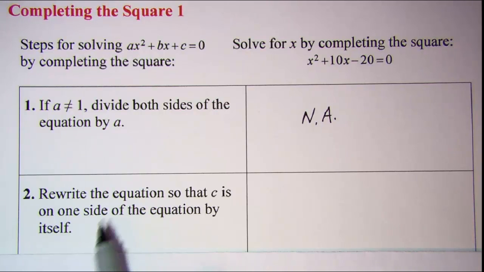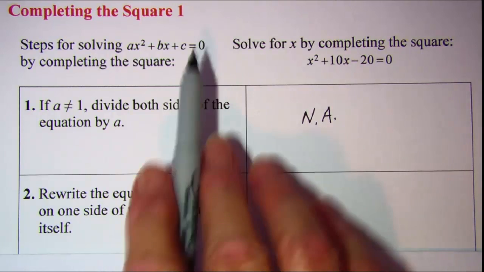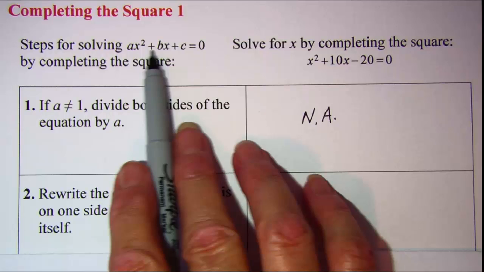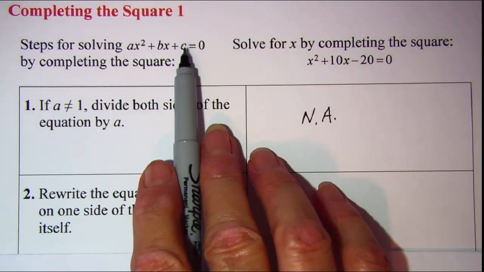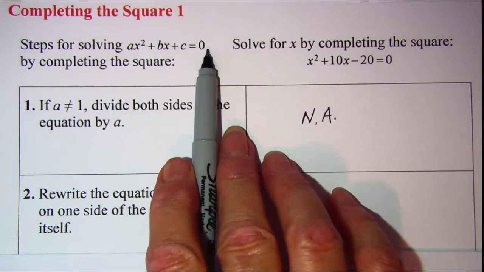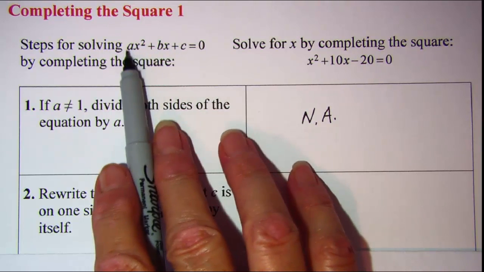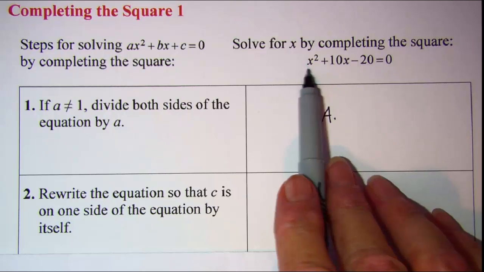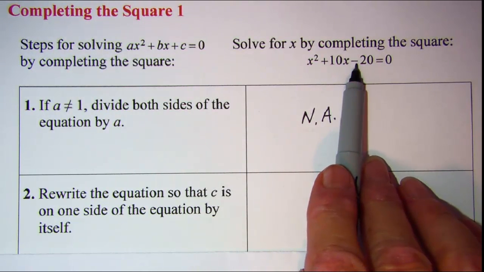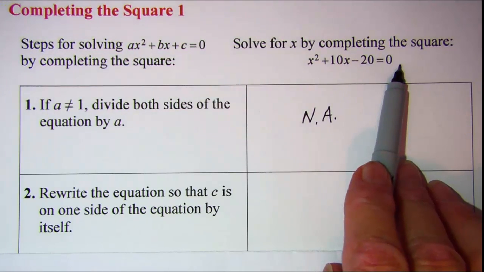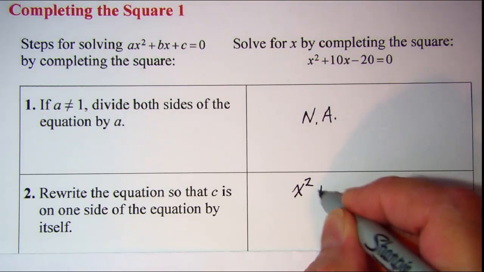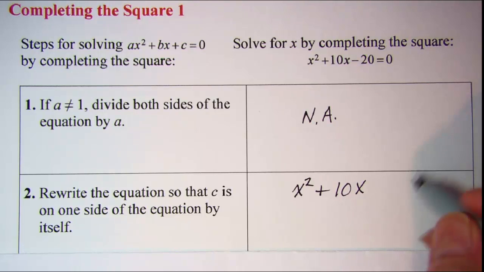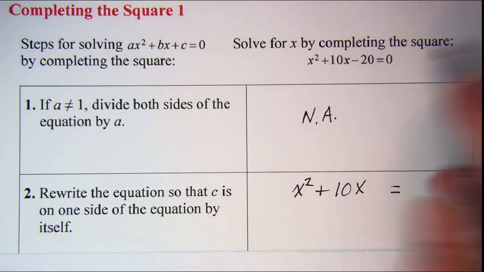Step 2 is to rewrite the equation so that c is on one side of the equation by itself. So you'll notice here from our quadratic equation in terms of a, b, and c, c is the constant. So we need to move that c to the right of the equation by itself and leave the x terms on the left. So for our problem then, when we move this negative 20 to the right, it becomes a positive 20 over there. So we have x squared plus 10x, and then on the right side we have a positive 20.